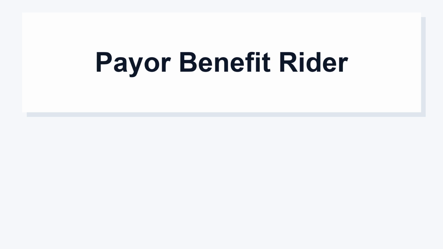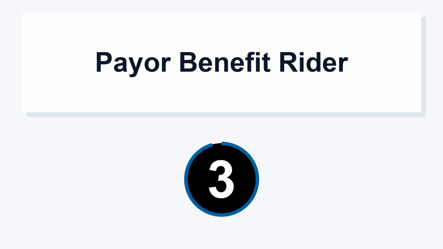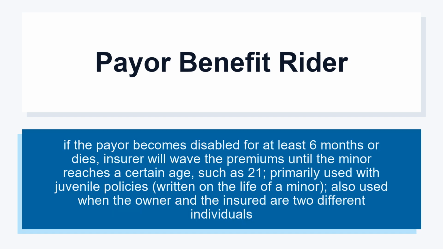Payer benefit rider: if the payer becomes disabled for at least 6 months or dies, insurer will waive the premiums until the minor reaches a certain age, such as 21. Primarily used with juvenile policies, written on the life of a minor, also used when the owner and the insured are 2 different individuals.